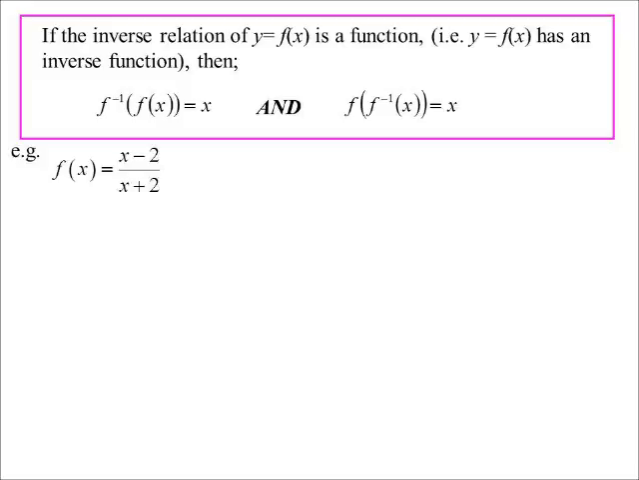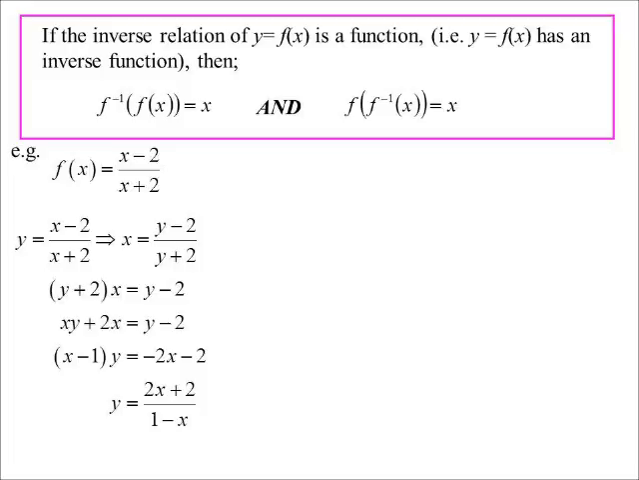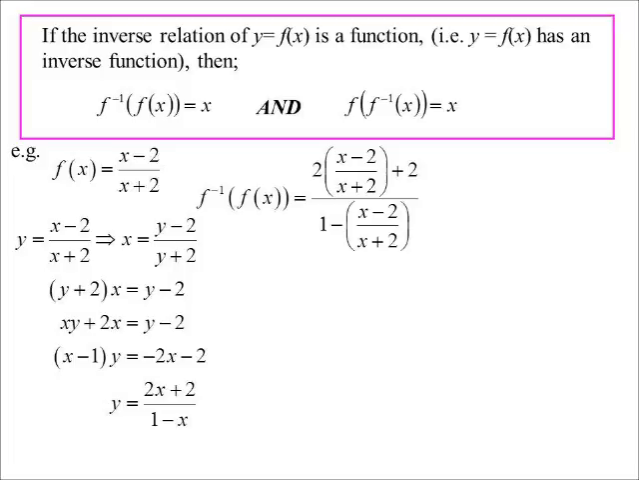So, this is a function. It's actually a hyperbola. It's been shifted a bit, but it is a hyperbola. The inverse function will be x equals (y minus 2) on (y plus 2). If I make y the subject, there it is, (2x plus 2) on (1 minus x). So if I substitute the function into the inverse function, a little bit of algebra to do, but eventually, yes indeed, we get down to x.